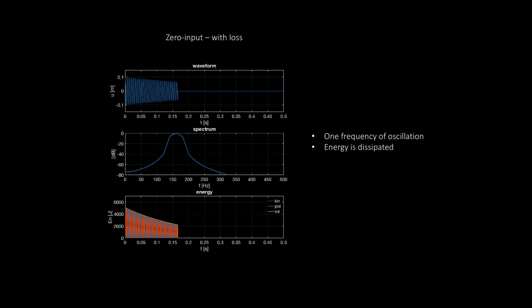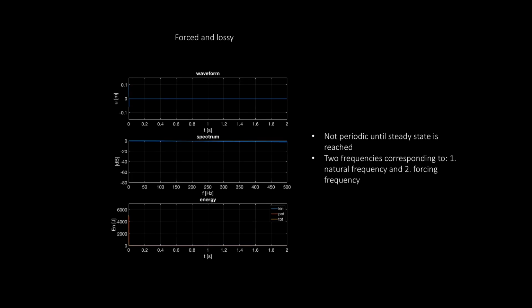Of course, oscillators come with losses, so energy decays over time for real physical systems, because sound does not go on forever, it dies out. So losses are important, but again, you only have one single frequency of oscillation even when you have losses.